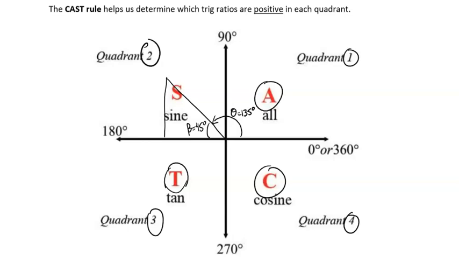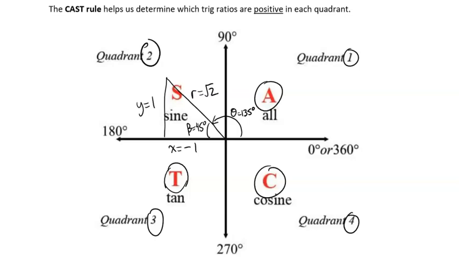Now you'll notice here that the x value is going to be negative because we're in the negative x part of the graph. And so if I simplify, that x value is going to simplify down to negative 1 when we set up the ratios. The y value is going to simplify down to positive 1, and the r value is going to simplify to the square root of 2.